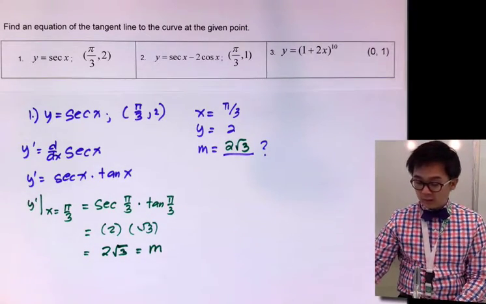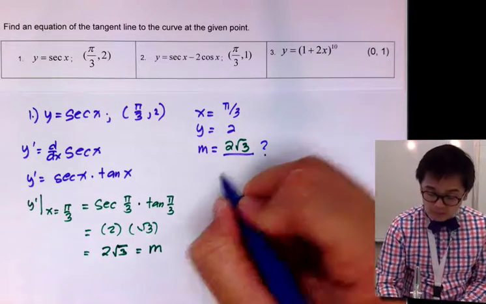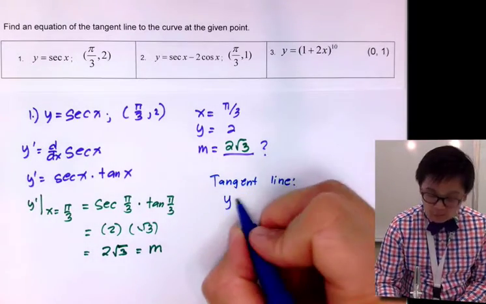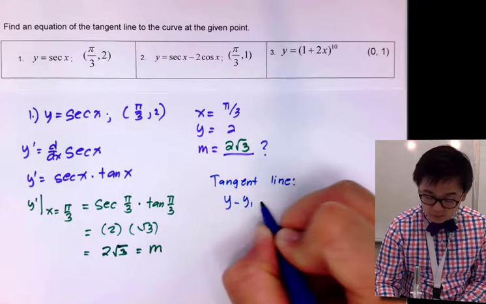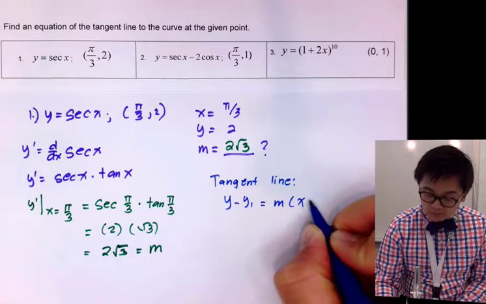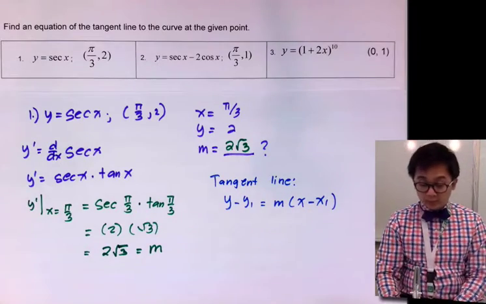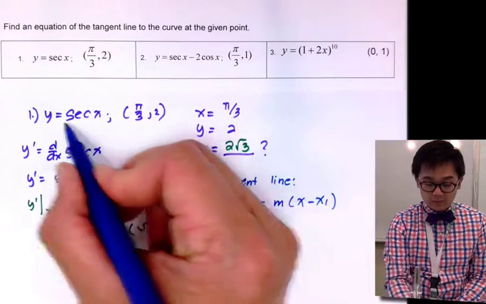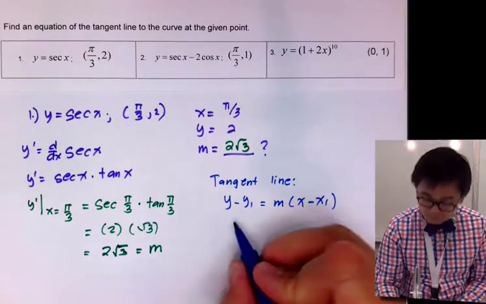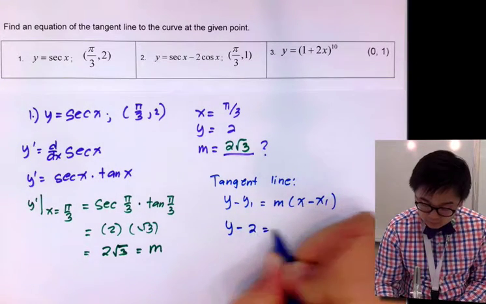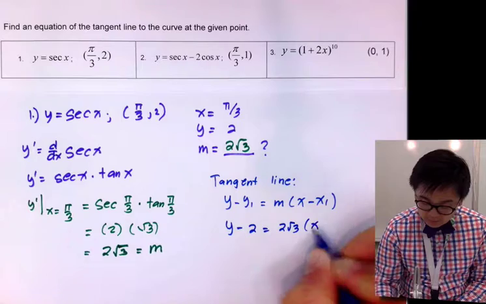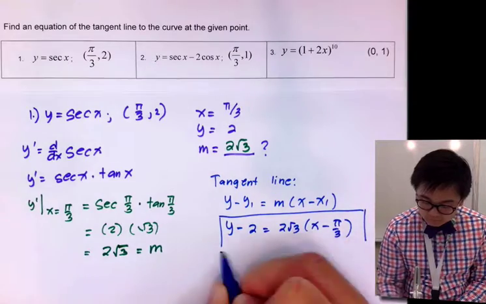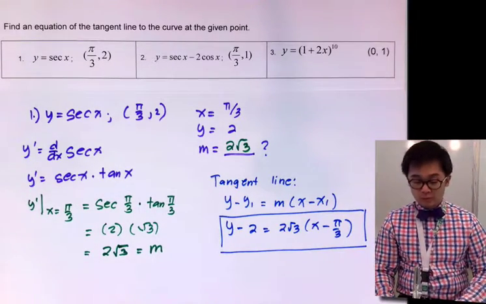Now we have our slope, which is 2 square root of 3, and we're ready to write the equation of our tangent line. The tangent line can be written using the point slope form, which is y minus y sub 1 equals m times x minus x sub 1. And by substitution, we'll be able to produce the tangent line of this particular function at the point. So y minus 2 equals 2 square root of 3 times x minus pi over 3. And that is the answer for problem number 1.